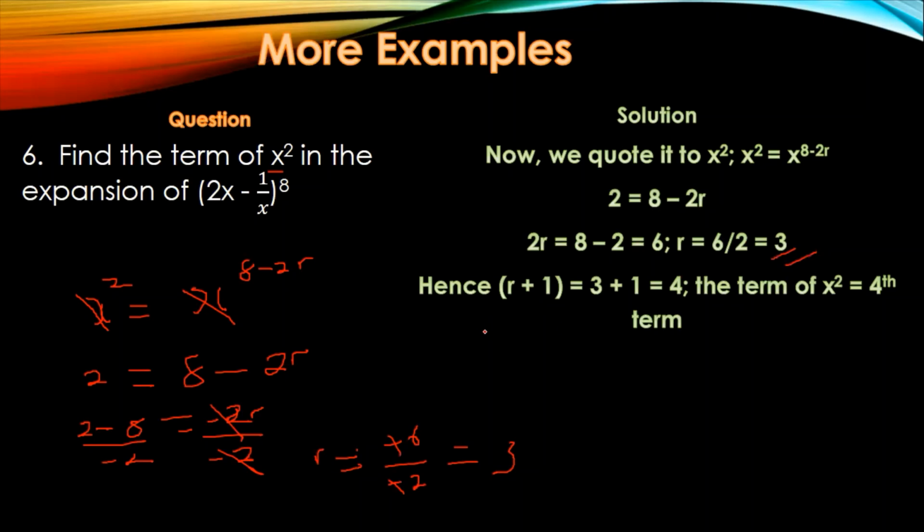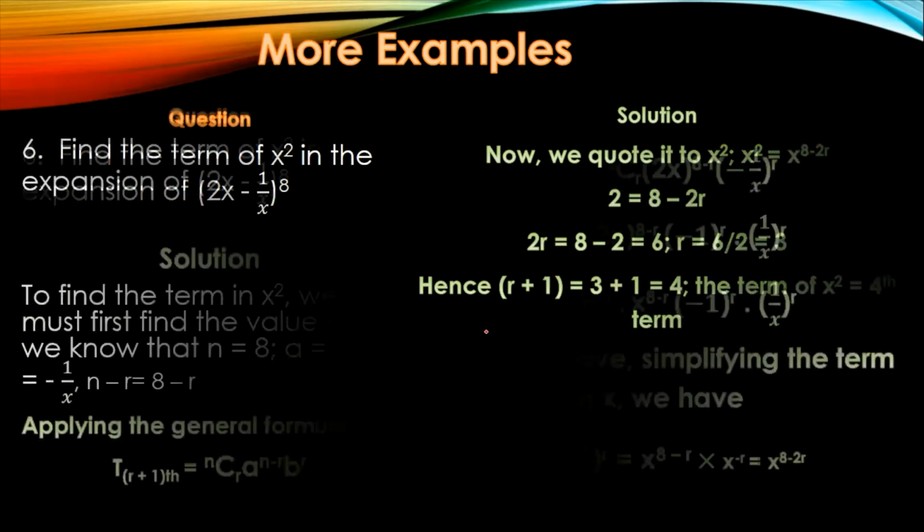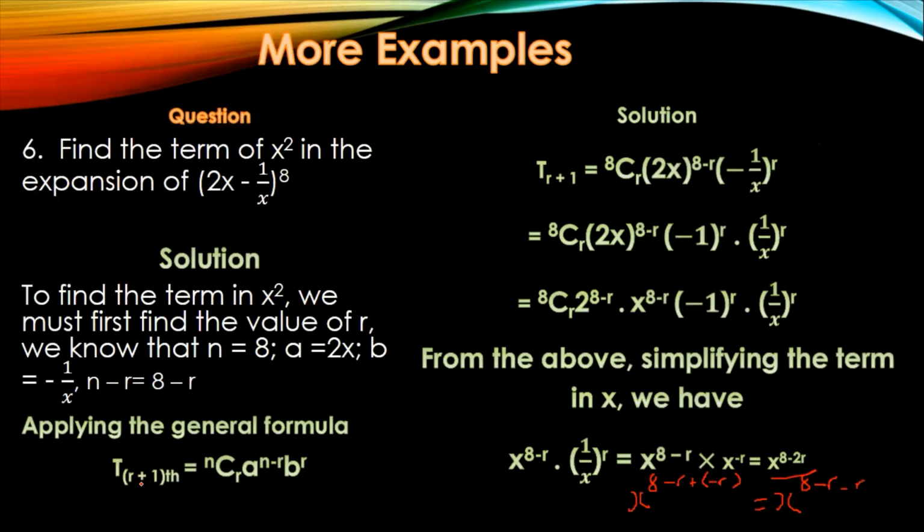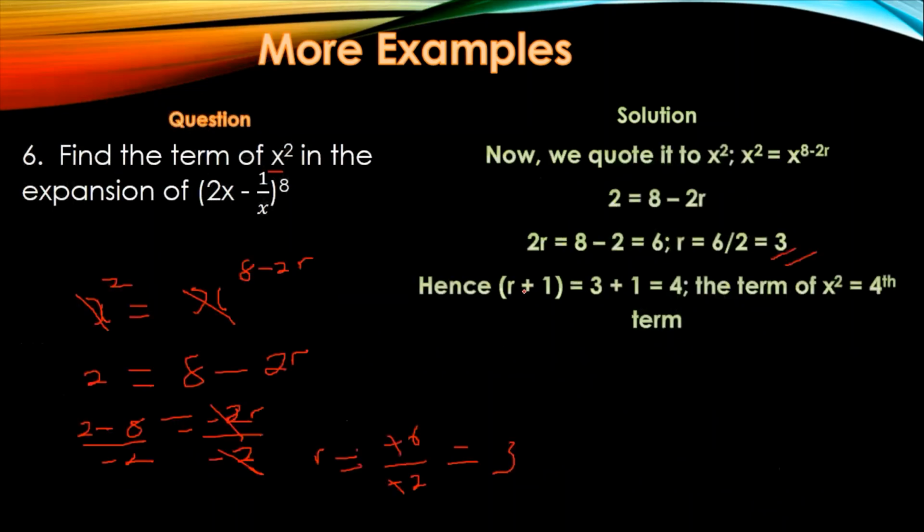So now, since the value of our r is 3, and we know that from our formula we have the r plus 1 term, to find the term we just do r plus 1, which is 3 plus 1, which will give 4. So the term of x raised to the power of 2, we can see, is the fourth term.